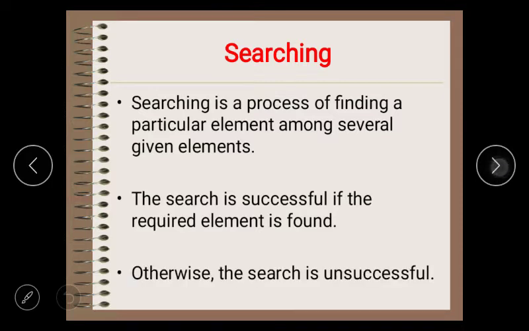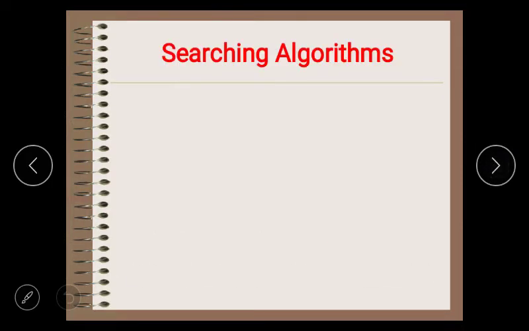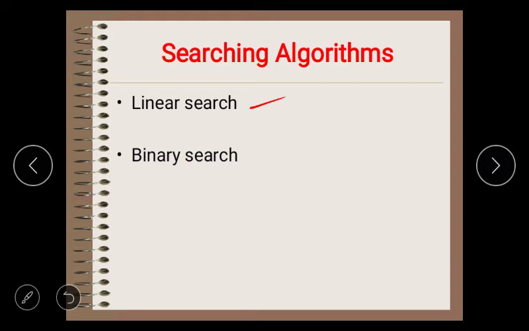There are two popular search methods that are widely used to search for a key element from the given list. However, the choice of the algorithm depends upon the arrangement of the list only. Those two searching algorithms are linear search and binary search. In this video, I would like to cover linear search. So let's move on to that.